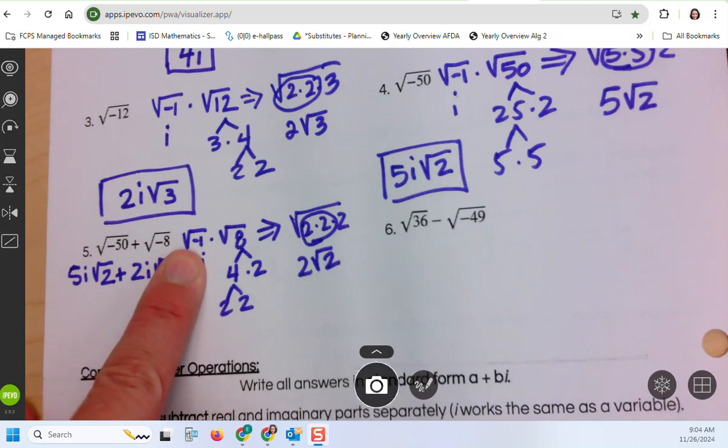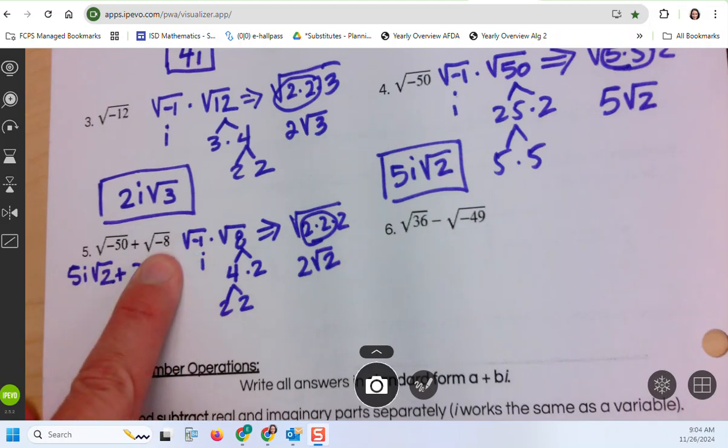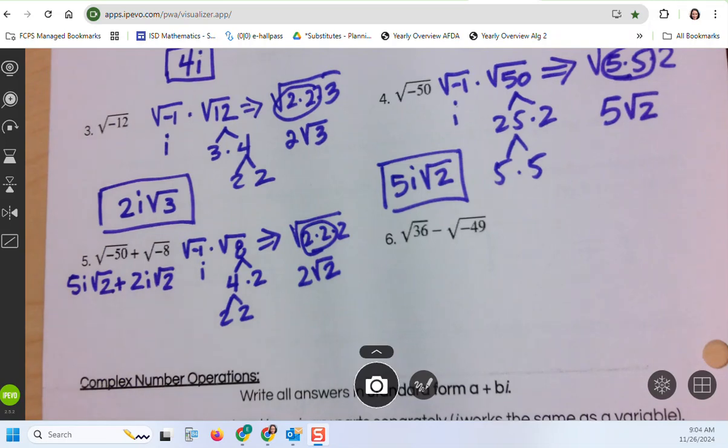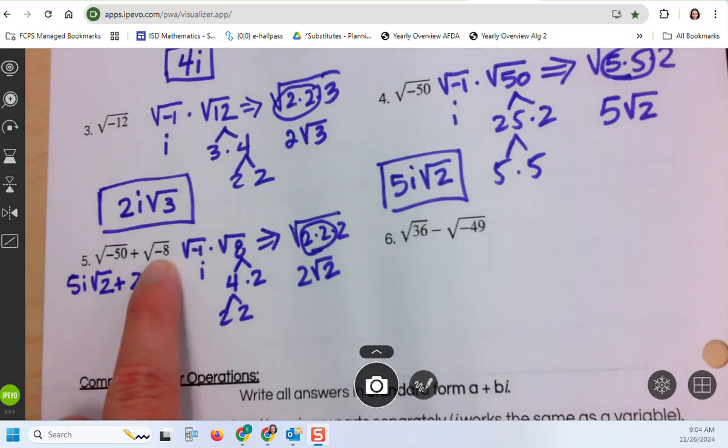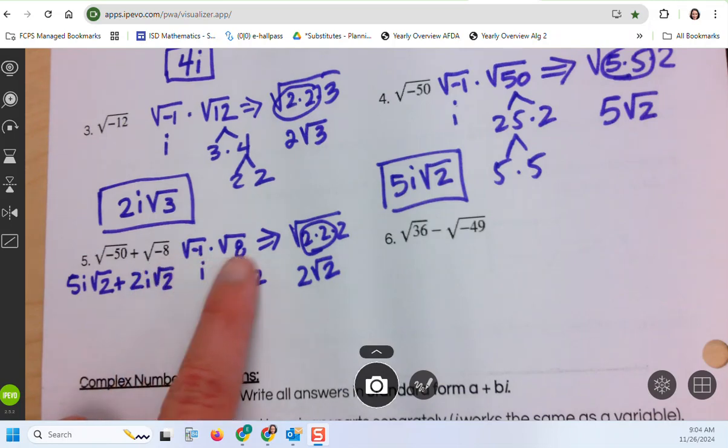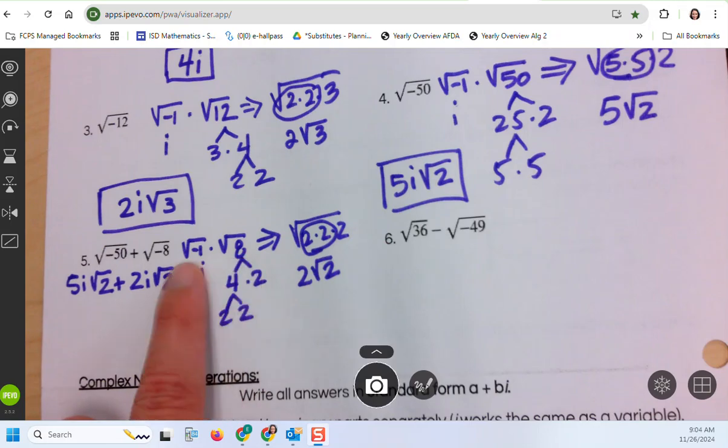So the root of negative 8, just like with all the other roots of negative numbers, I always take the negative 1 out so that I can do the square root of positive 8. So remember, negative 1 times 8 is negative 8. Instead of writing negative 8, because I can't do the square root of negative 8, it's not real, I split it up into the square root of negative 1 times the square root of 8. I'm allowed to do that because negative 1 times 8 is negative 8.